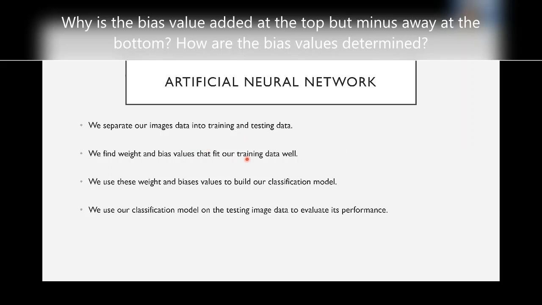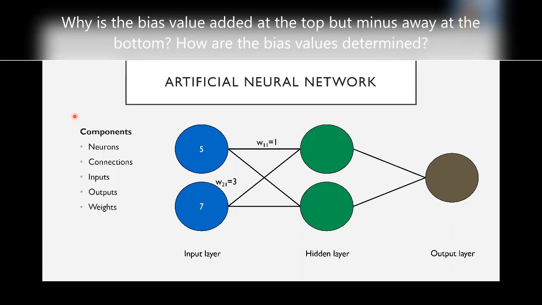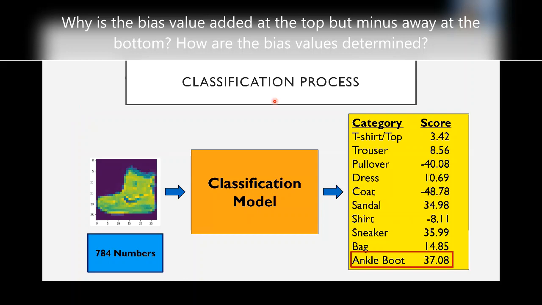So how do we actually go about identifying the weight and bias values? Let me quickly run through the typical approach towards coming up with this model. Generally, you are going to need a significant number of image data. So we begin with, let's say, 70,000 images. So I have 70,000 images of different fashion items.